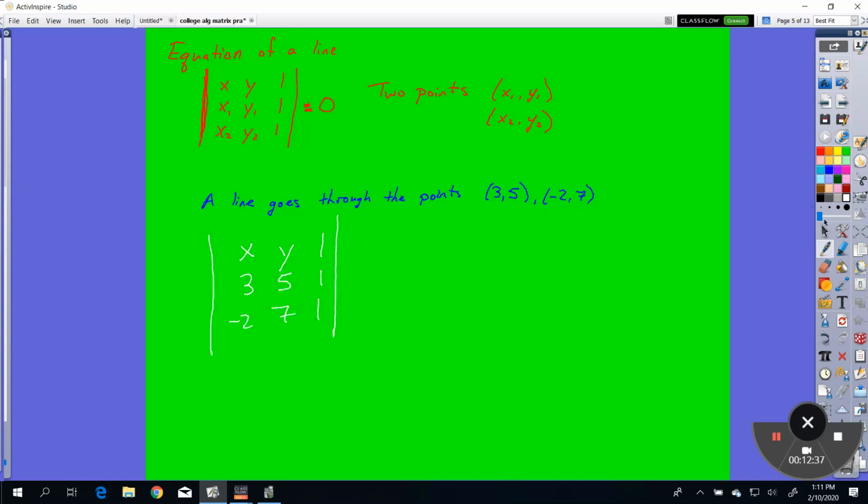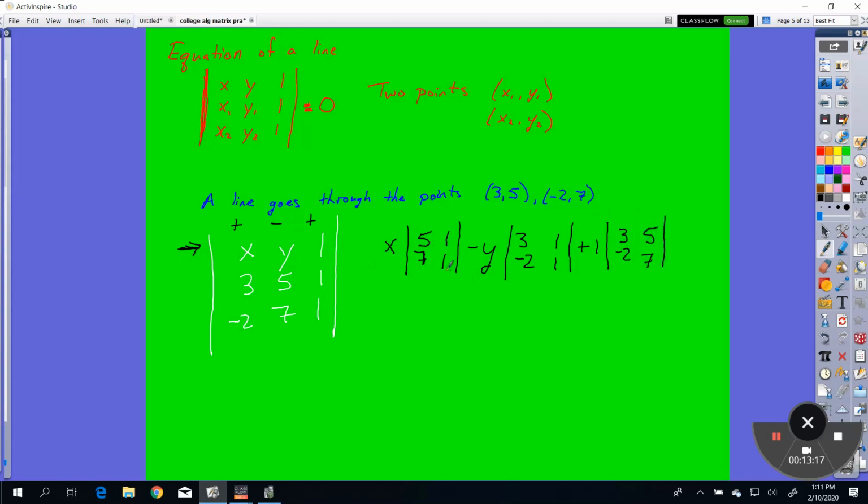And so we've got to use minors and cofactors. So I use this top row. Remember, it starts off plus, minus, plus. So I'm going to have x, and then 5, 1, 7, 1, because those are the ones not in the same row or column as x. Now minus the y, so not in the same column or row as y, is 3, negative 2, 1, 1. And then plus this 1 right here. And then not in the same column or row as this 1. So that's 3, negative 2, 5, 7.